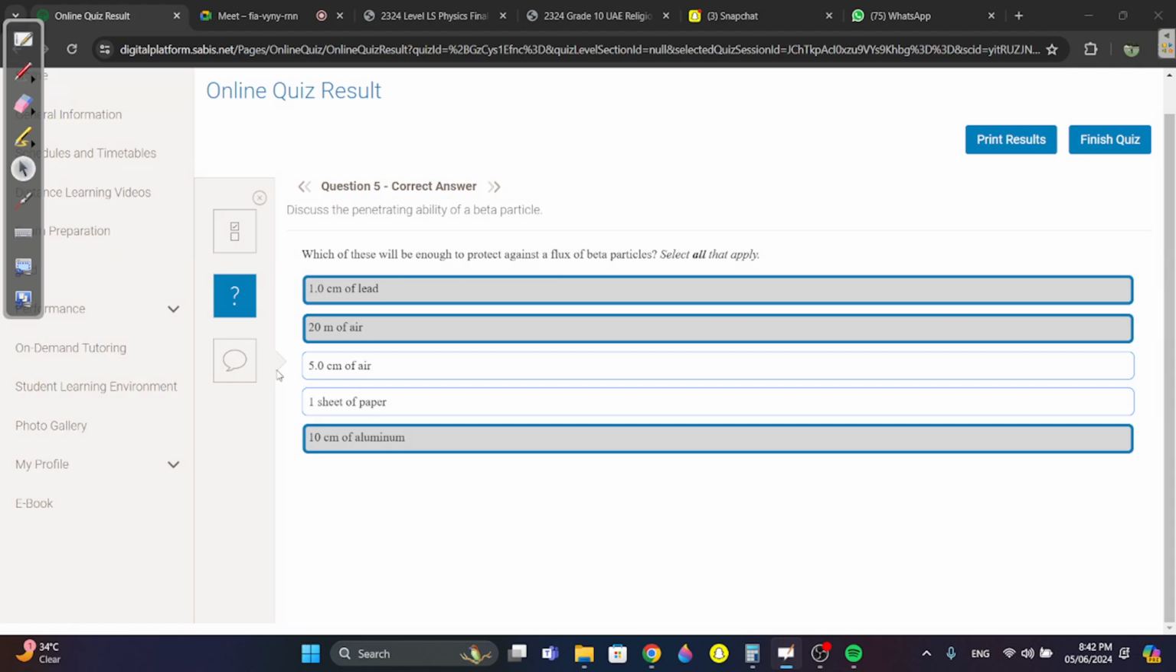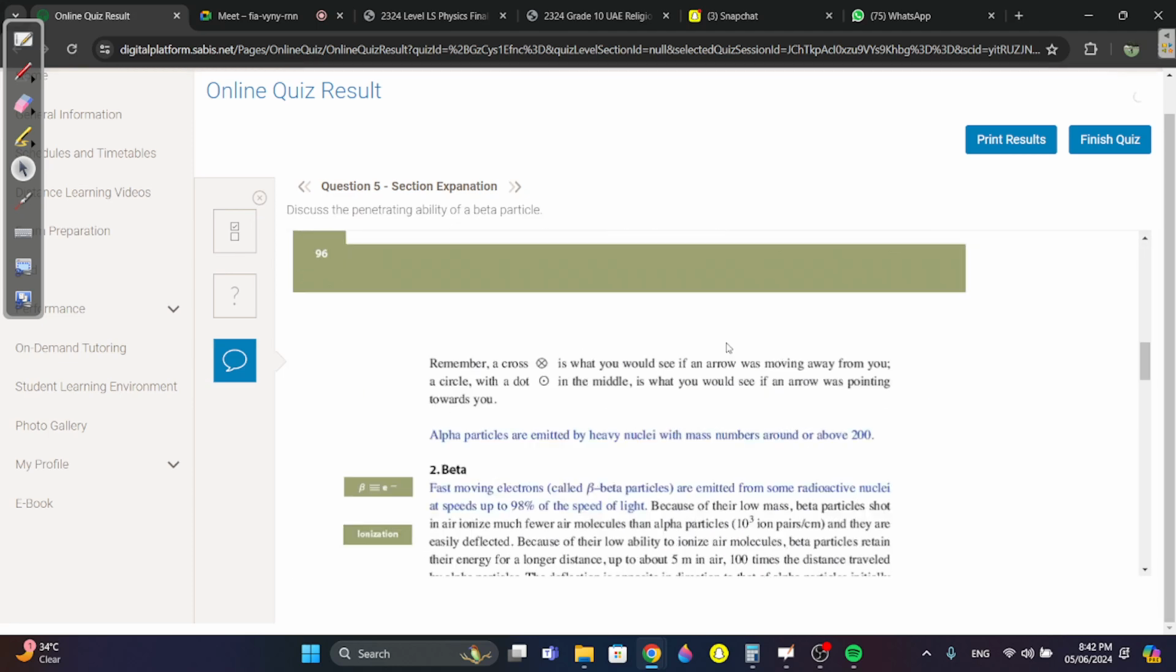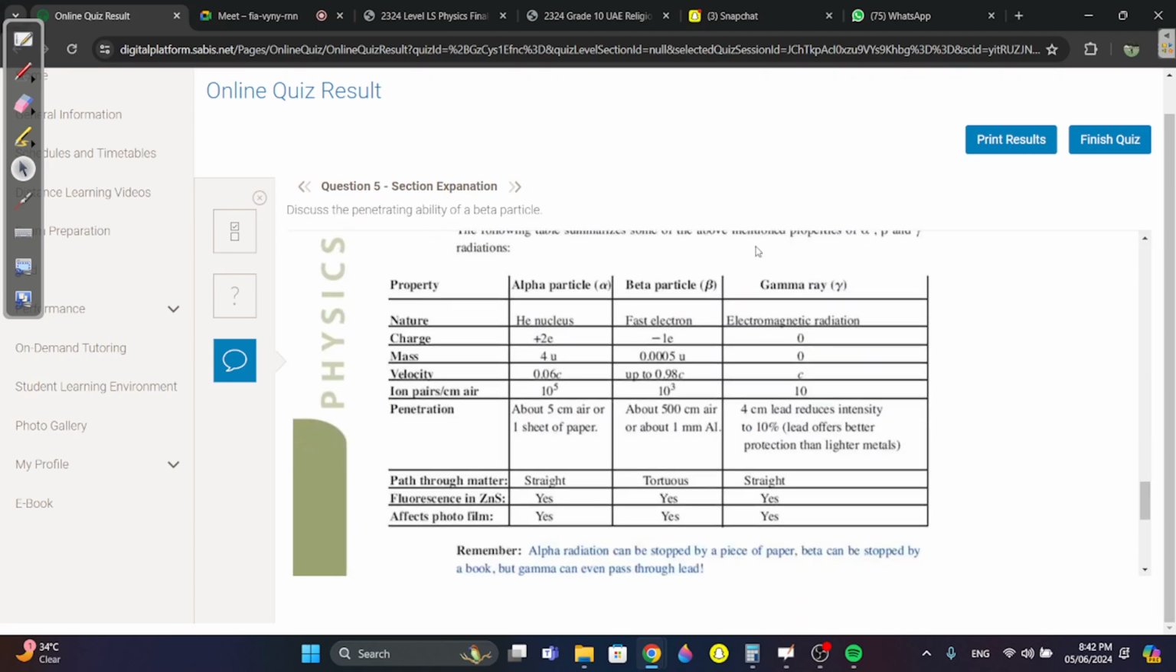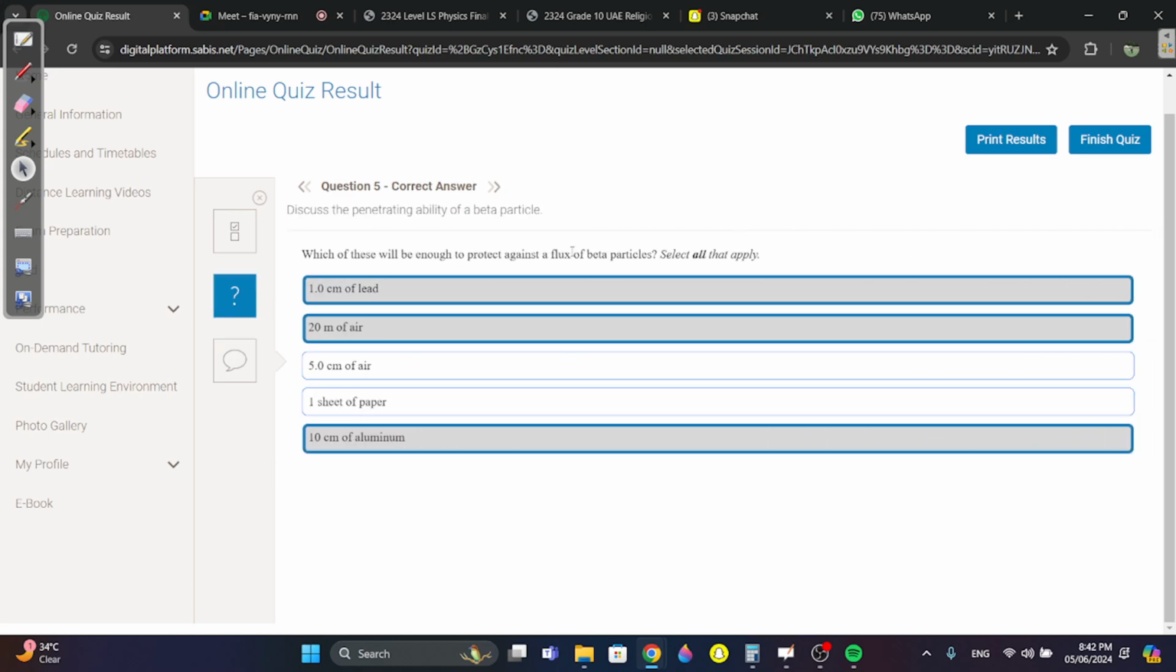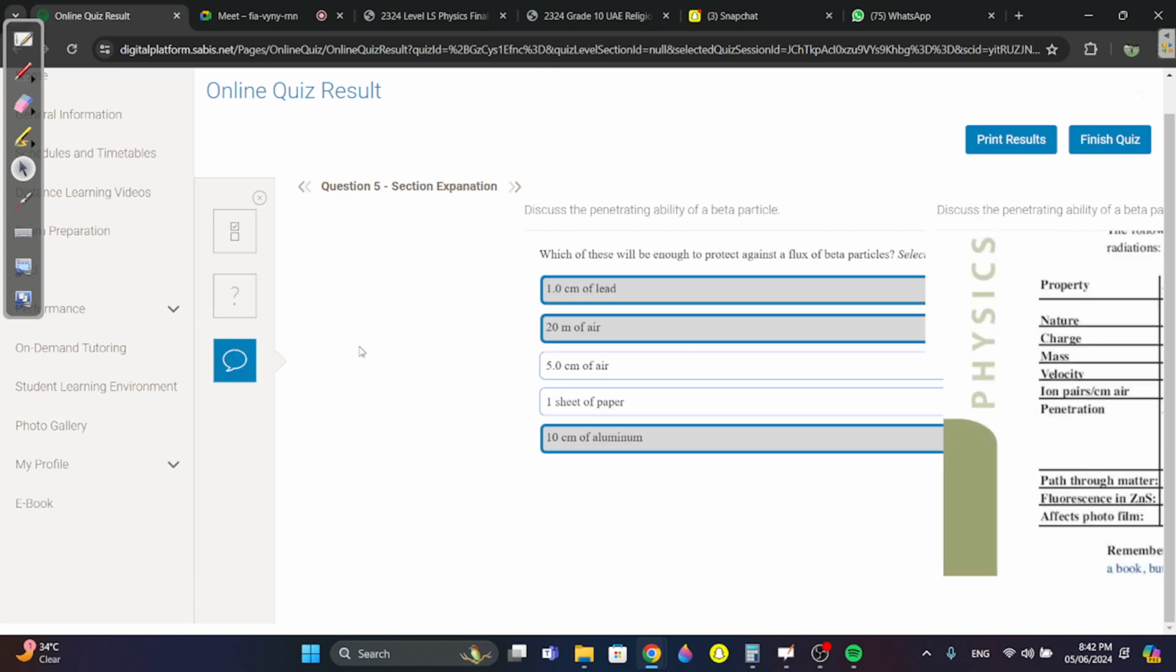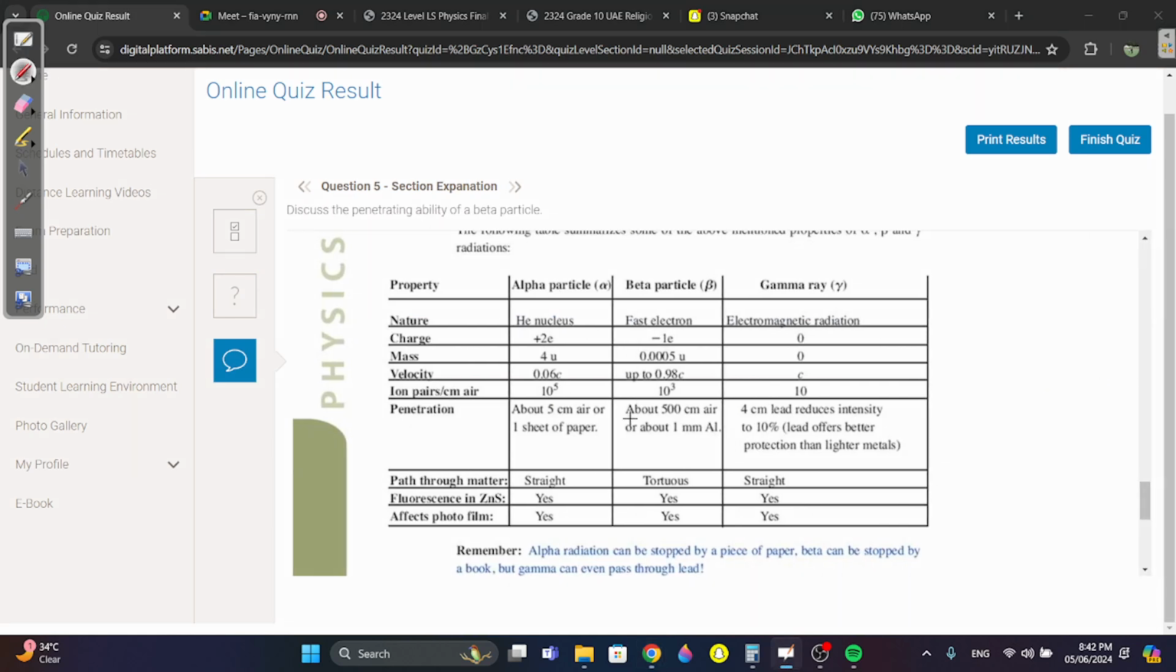Which will be enough? Okay, penetration. Look, in short, I'm gonna tell you this: go to the book, take this table, screenshot it, whatever, memorize it. Because 100% they're gonna get questions from it, even ones that might not have been in the quiz. Which one can protect against beta particles? They told us beta particles need 500 centimeters of air or 1 millimeter of aluminum. That's what you need to stop it.